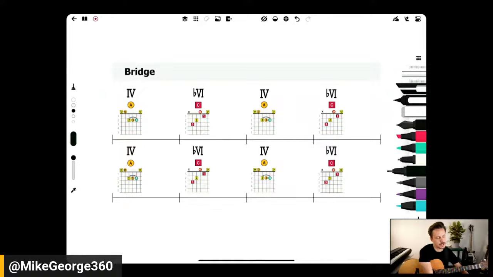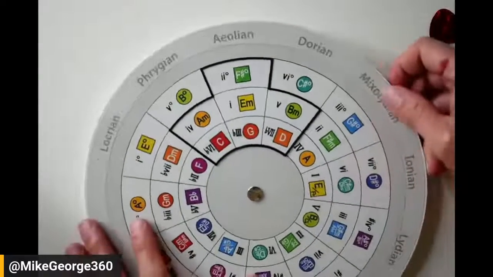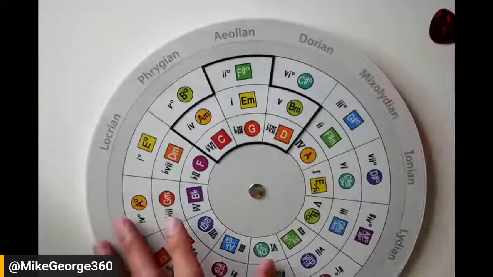So he's got this. Oh, I'm showing the wrong diagram. Sorry. I'm showing this diagram and talking about this diagram is what I mean to show.